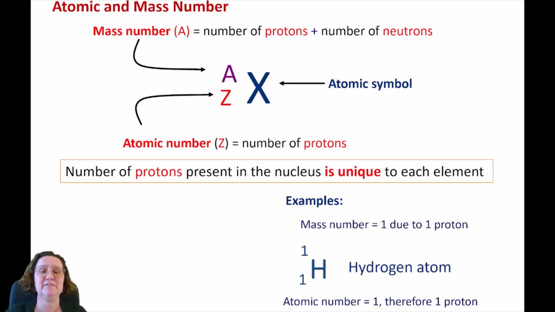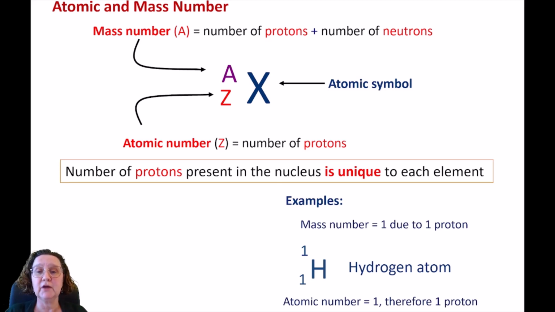And then we have the mass number. The mass number is the combination of the protons and the neutrons in the nucleus. We will see that the number of protons is determined by what element you're looking at, but the number of neutrons varies.